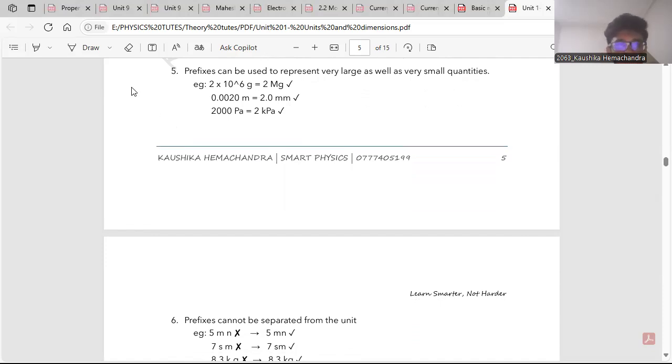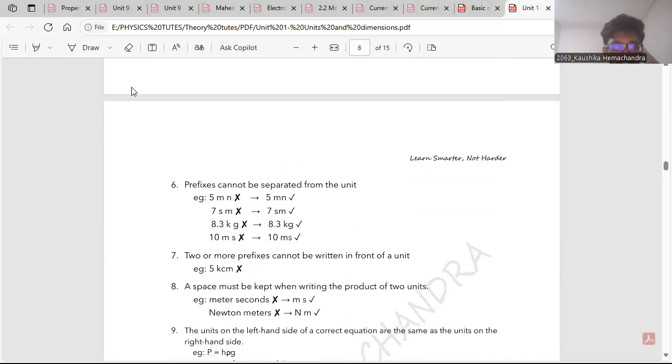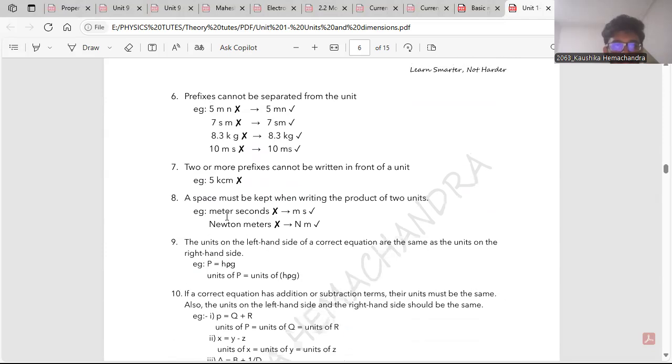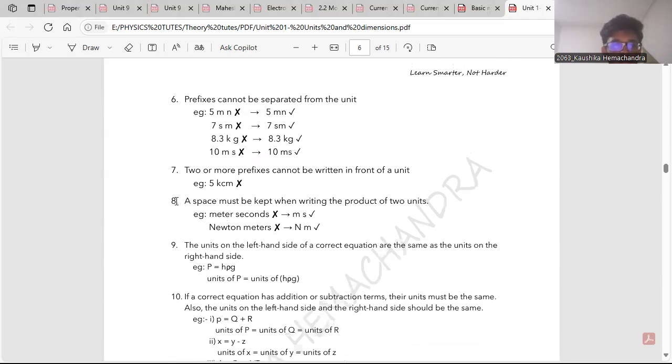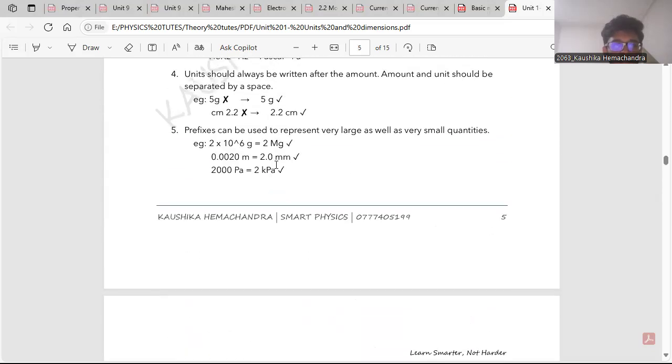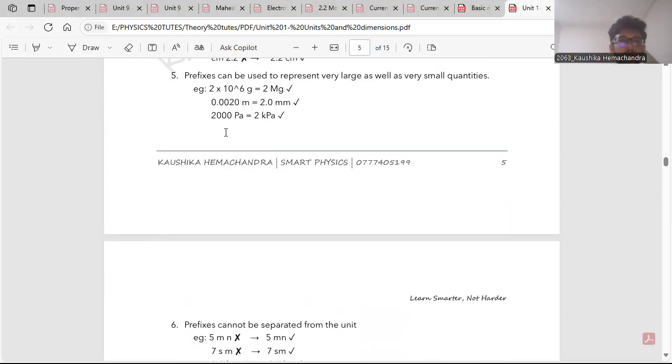Rules for prefixes. Right? Up till the seventh one. Only three rules are there mainly for prefixes, from 5 to 7. So prefixes can be used to represent very large quantities as well as small quantities. That we already said, no?